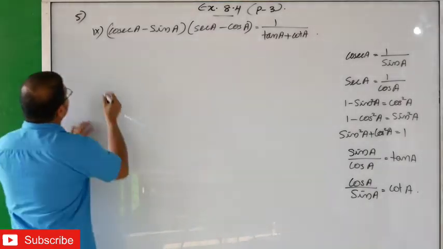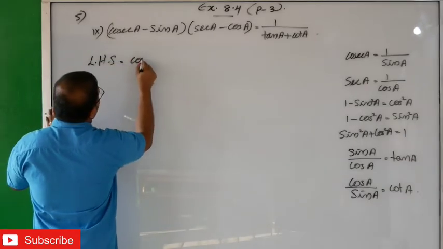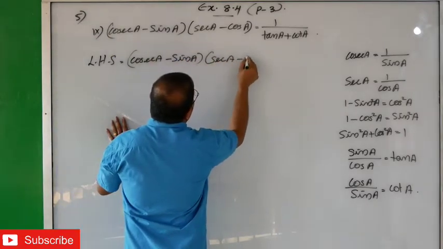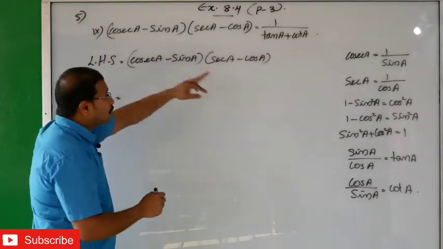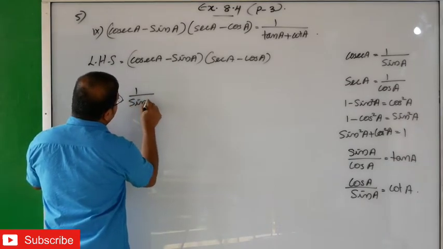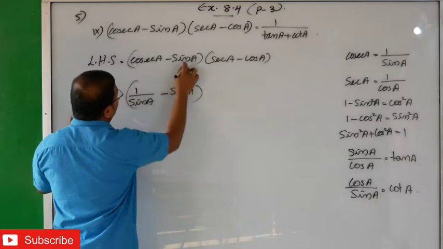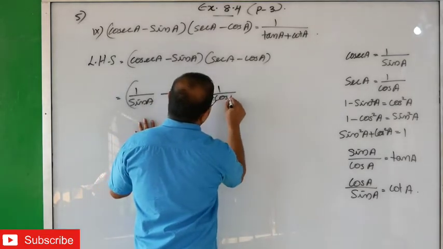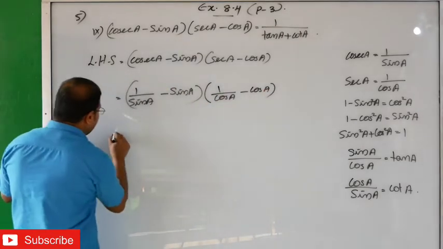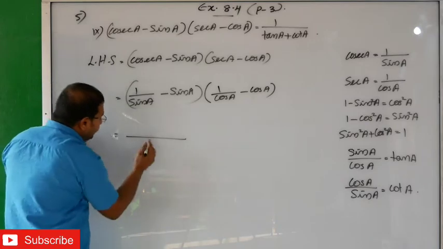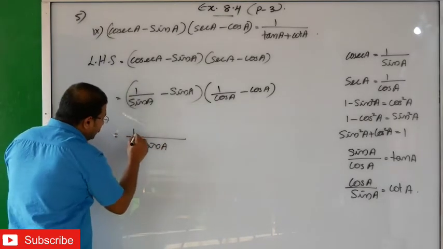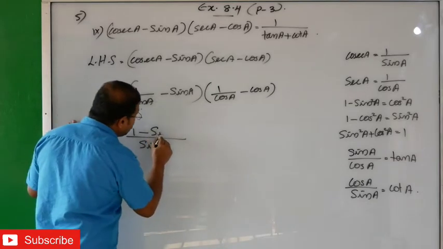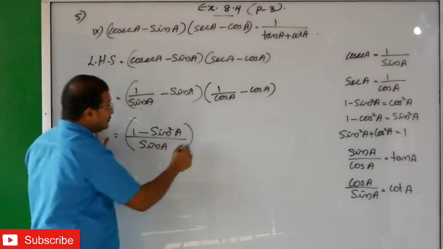Okay, let's start the work now. First we will write LHS equals (cosec a minus sin a) into (sec a minus cos a). In place of cosec, what can you write? 1 by sin a minus sin a. The sin a will not change. For sec, write 1 by cos a minus cos a. Now we will go for the LCM in this part. If you take LCM as sin a, the numerator will be 1 minus, here you have to multiply, that means sin into sin, sin square a, closing the bracket.